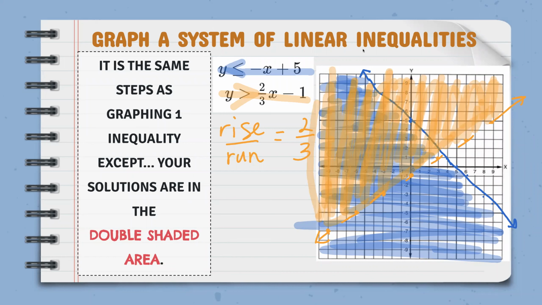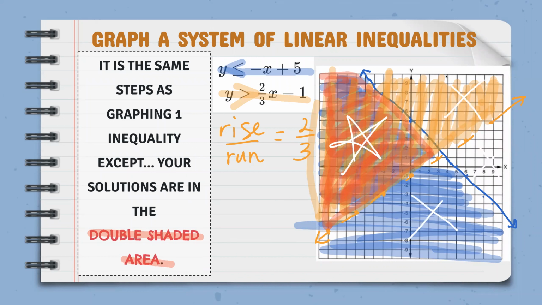Now, where is the double shaded area? Do you see how it's just this region right here? That is where your solutions are. Your solutions are not here. They are not here. And they're definitely not here. Here is where your solutions are, because it has to work for both inequalities.